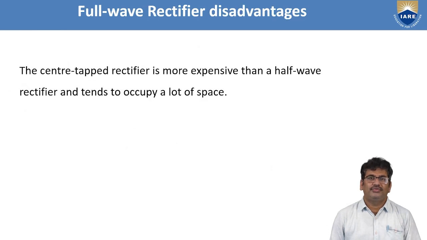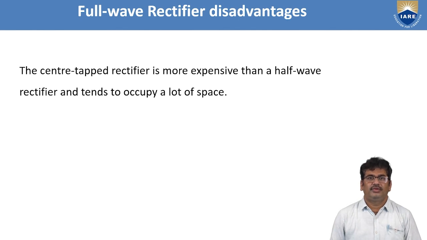So the various factors which we discussed for analyzing the full wave rectifier are: DC current or average current, which is 2Im by pi, whereas DC voltage is given as 2Vm by pi into Rf plus RL. The RMS current is Im by root 2. Ripple factor is 40.6, whereas efficiency is 81.2. These are the major factors which we consider for evaluating the rectifier efficiency.